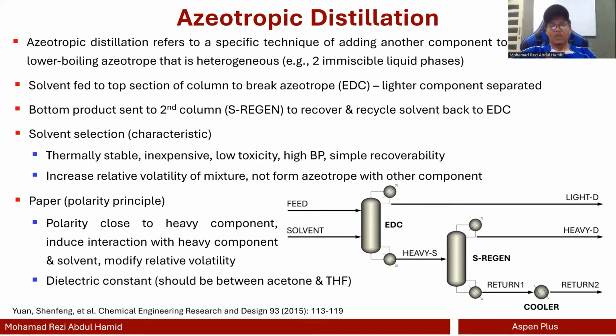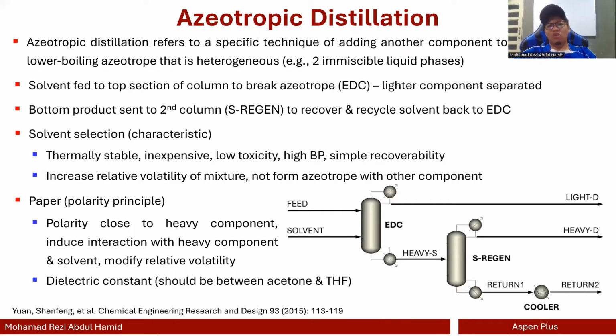Plus solvent will enter the solvent regeneration unit, the second column here, where we're going to separate heavy distillate, in this case THF, while our solvent, whatever solvent that you choose, will be the stream at the bottom of your column, and then it will be cooled down, and finally recycled back to the first column, which is your EDC.